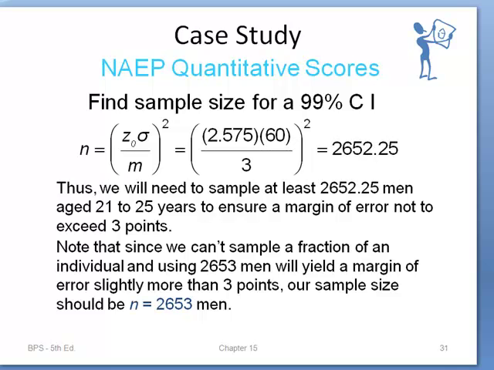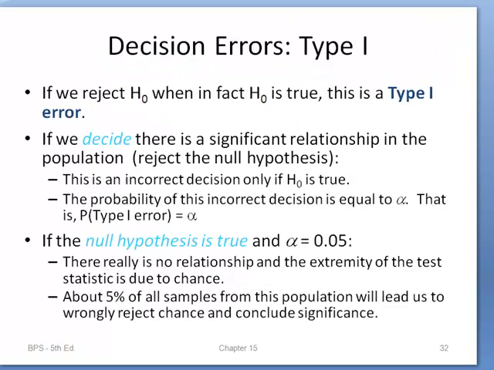Taking that same problem and looking at the 99% confidence interval, look how much larger that is. We'd have to have 2,653 men in order to have a 99% confidence level not to exceed 3 points.